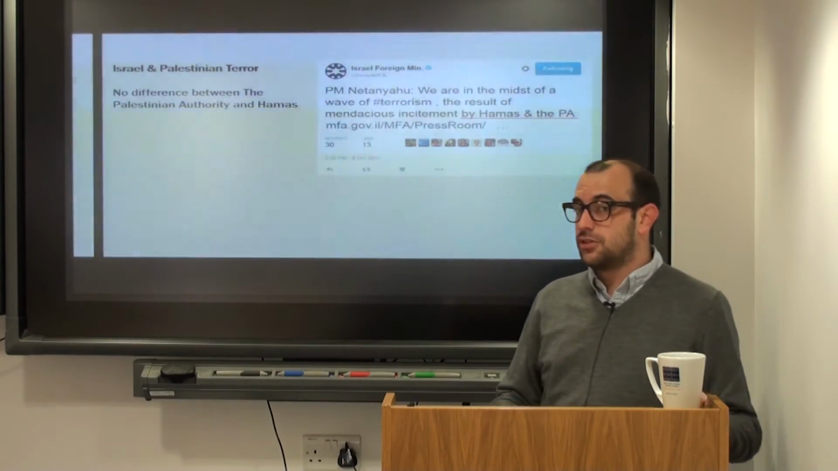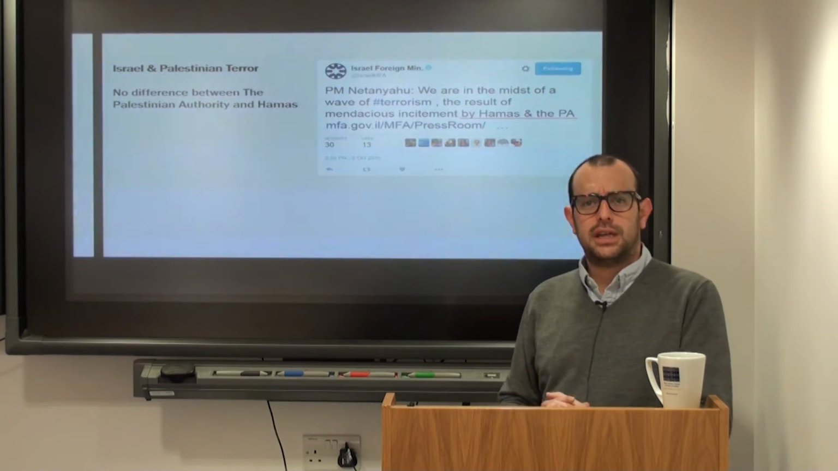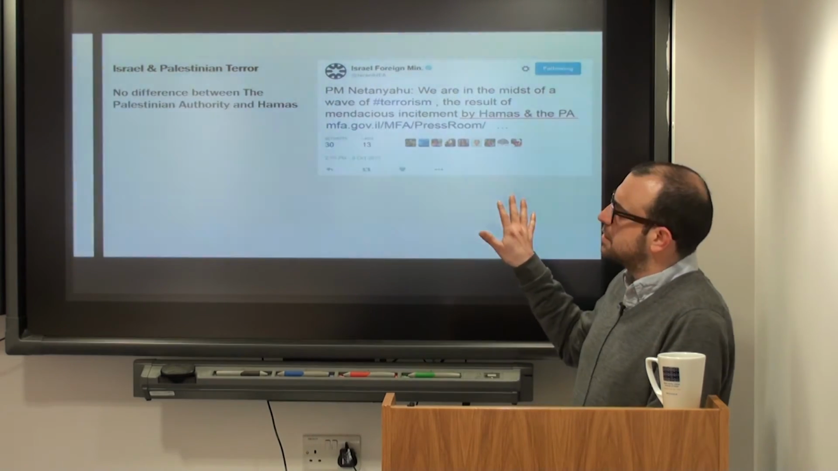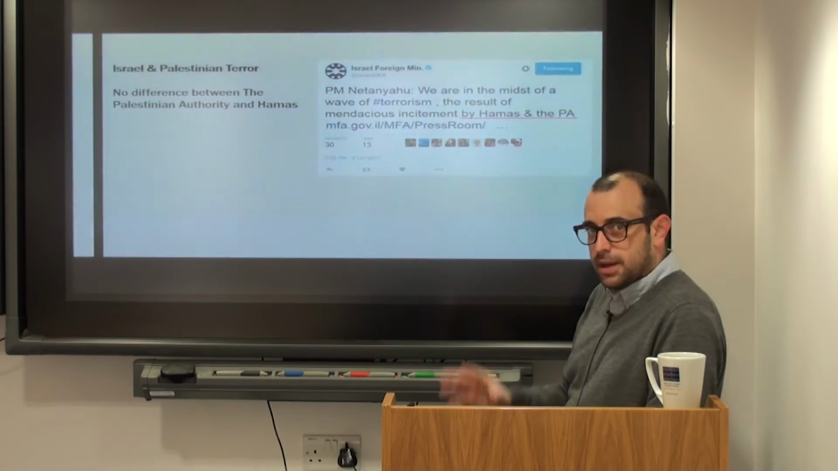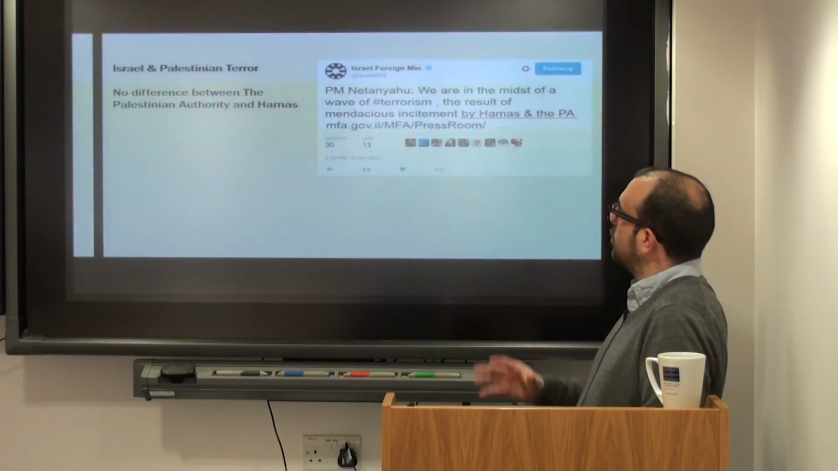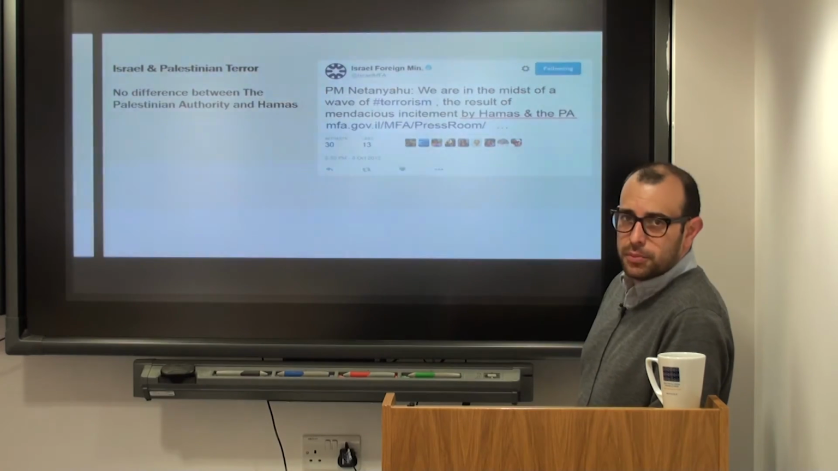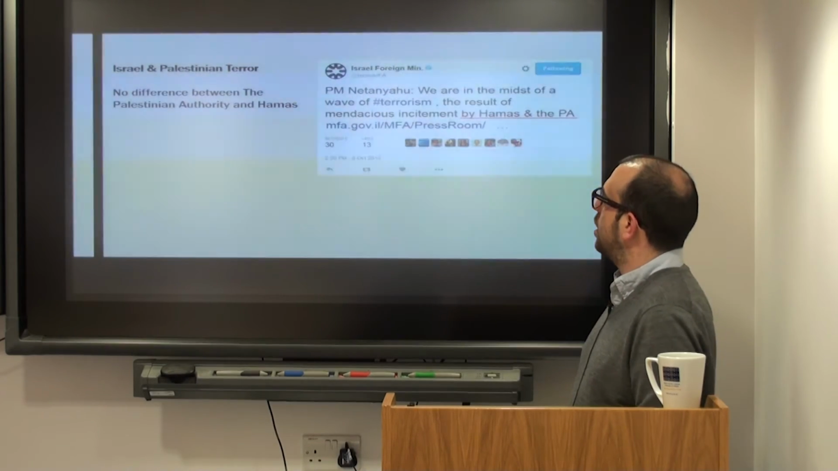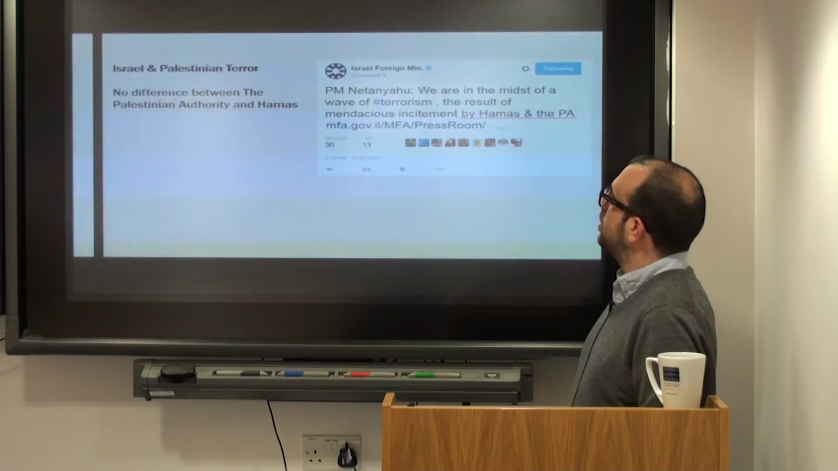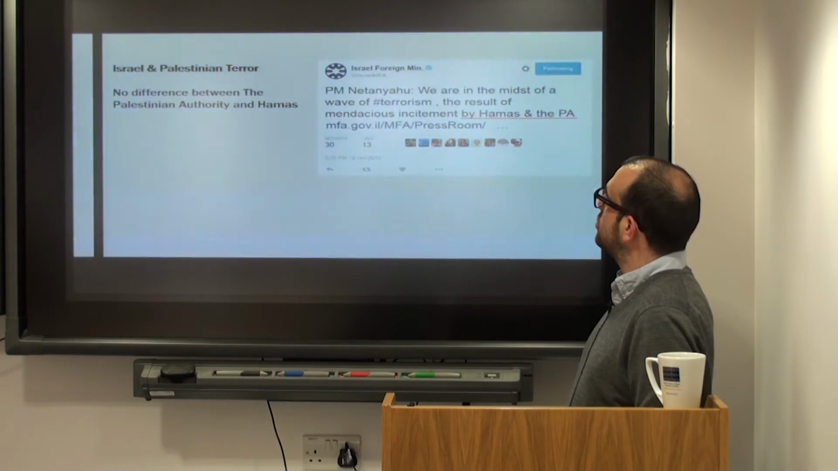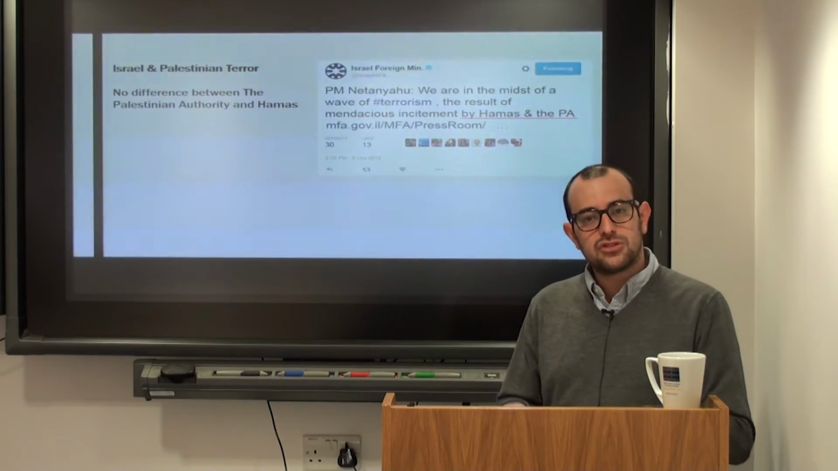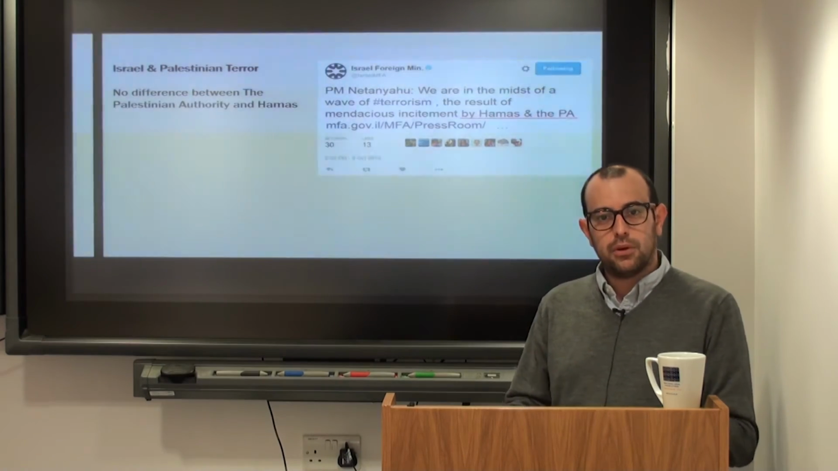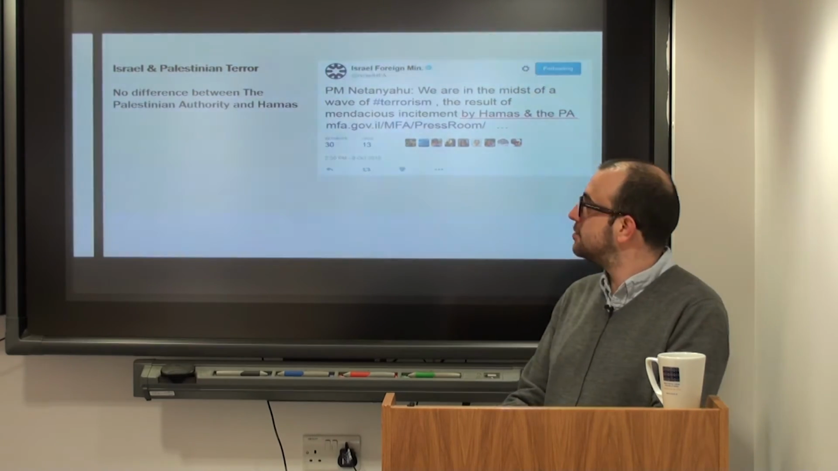The second assertion, there is no difference between the Palestinian Authority and Hamas, and this tweet is representative of a lot of social media content published these days in which Hamas and the Palestinian Authority are lumped together. And this is a tweet from the Foreign Ministry quoting Prime Minister Netanyahu saying, "We are in the midst of a wave of terrorism, the result of mendacious incitement by Hamas and the PA." So both these groups are similar because both incite against Israel and both lead to terrorist attacks against Israel.